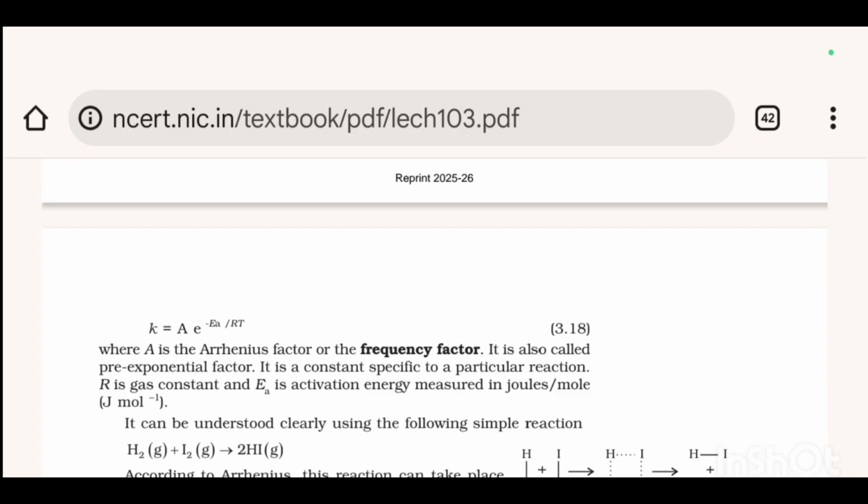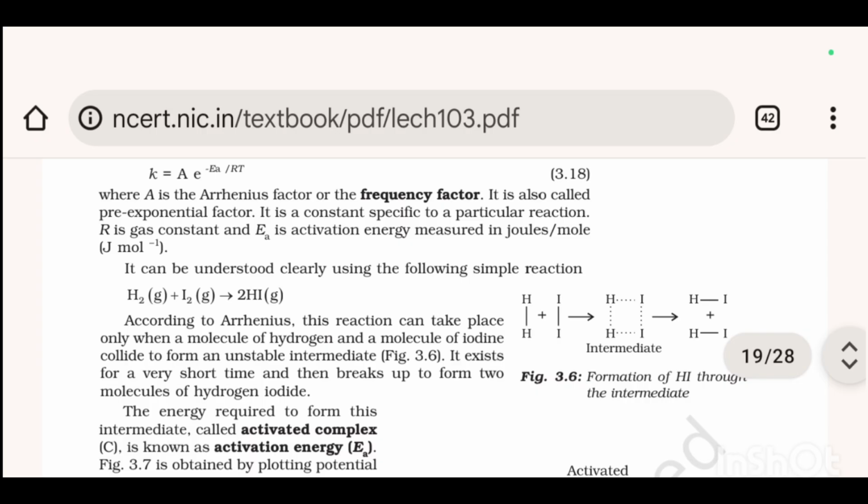It can be understood clearly using the following simple reaction: H2 + I2 gives 2HI. According to Arrhenius, the reaction can take place only when a molecule of hydrogen and a molecule of iodine collide to form an unstable intermediate. It exists for a very short time and then breaks up to form two molecules of hydrogen iodide. The energy required to form this intermediate, called the activated complex, is known as activation energy.